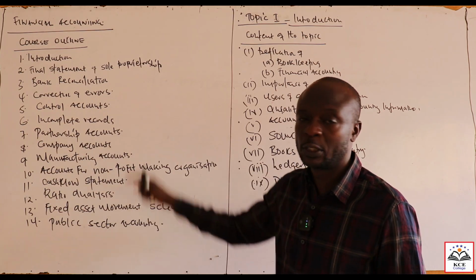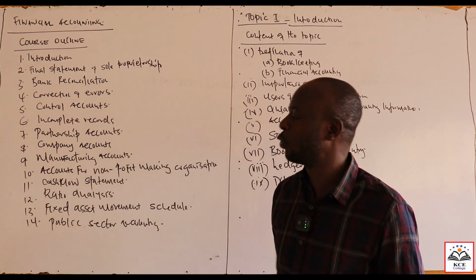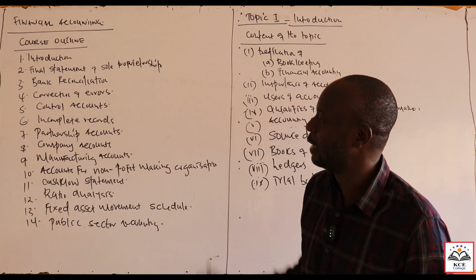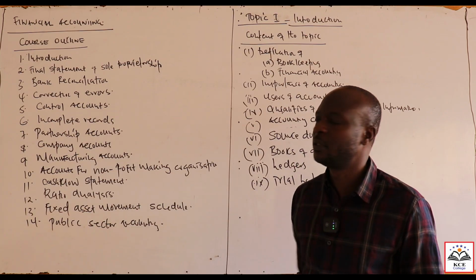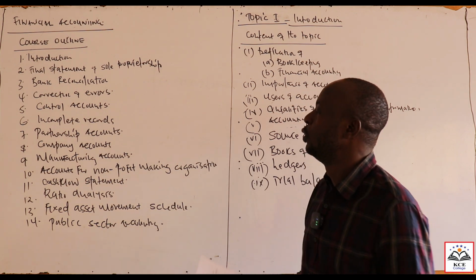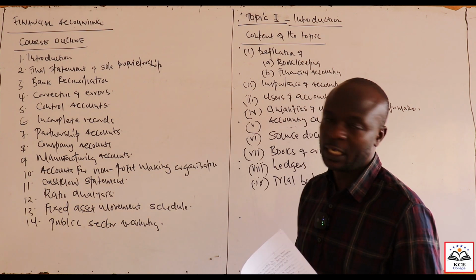This is the course outline. These are the topics that you're supposed to go through from topic 1 to the last topic, and then you'll be ready for examination. When you sit your exams, after you've gone through all these topics, you'll be able to pass or to do well in your exams.